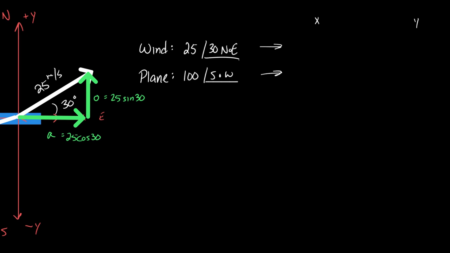All good? It looks like the opposite side is going to be in the positive y direction, so that's going to be 12.5 in the positive y direction. The other one is in the negative x direction, so negative 25 cosine 30, which is 21.65.